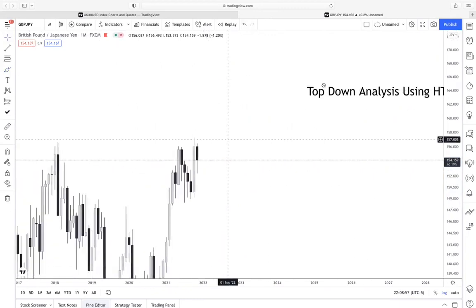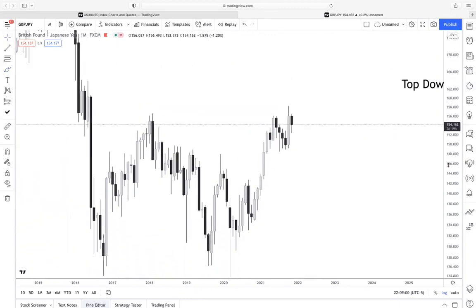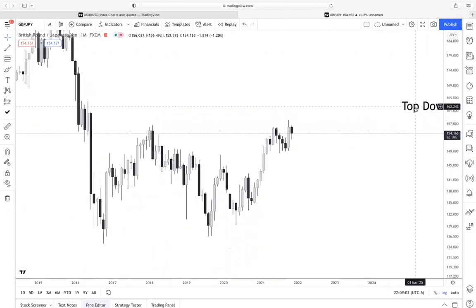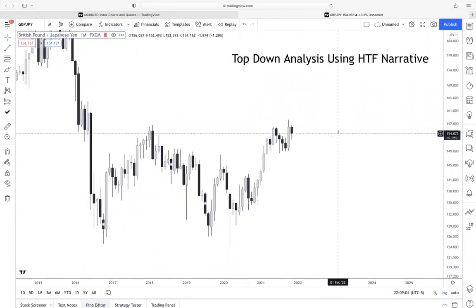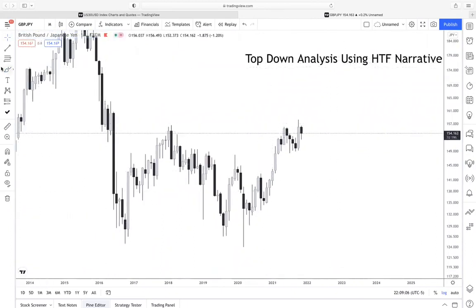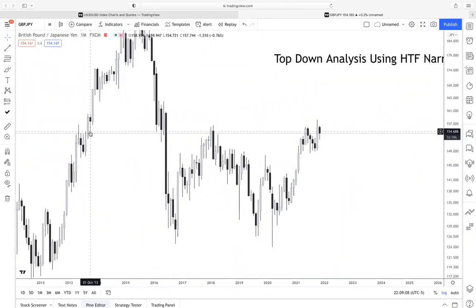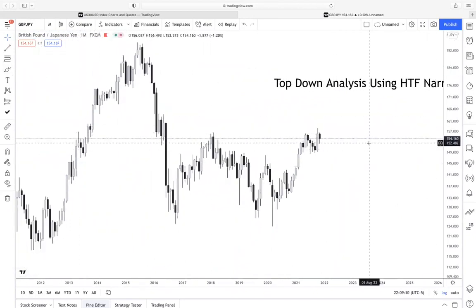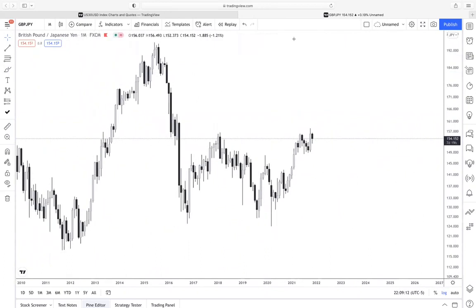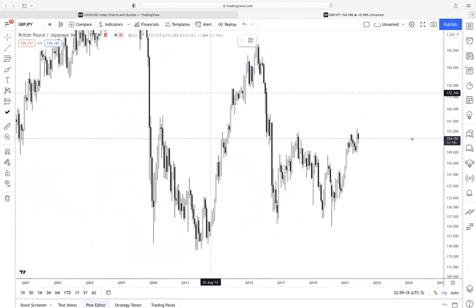So here we have the monthly chart on GJ, right? So we have our top-down analysis using higher time frame narrative. Right off the bat on the monthly, we see a couple things. Go ahead and remove that, right? Clear push up, respect, higher high.